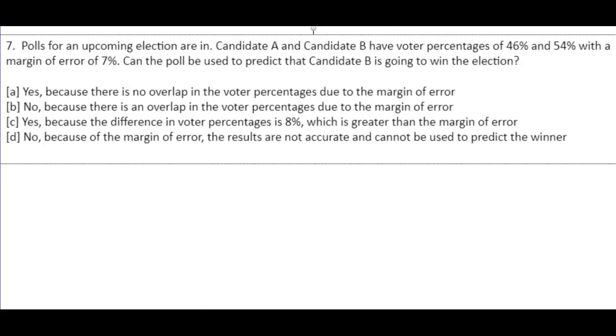So we're going to take each of the percentages, add and subtract the margin of error. The key here is that we want to look for an overlap. If there is an overlap, we cannot use the poll to predict it. If there is not an overlap, we can. So let's do that first.